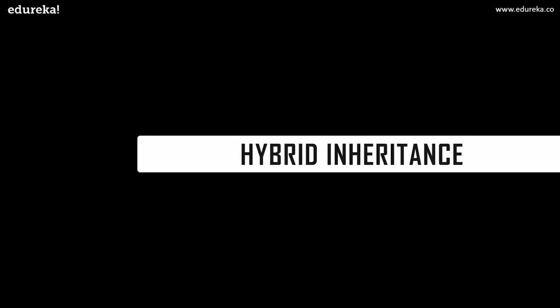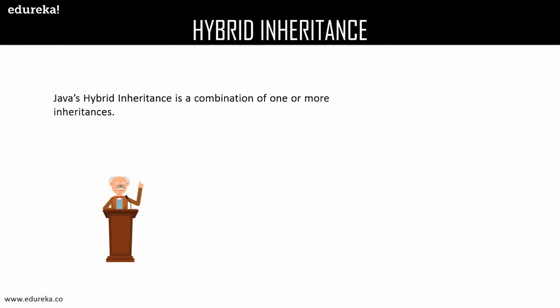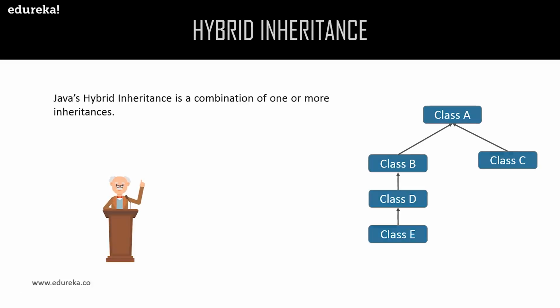Now let us move on to the next one, which happens to be the hybrid inheritance. As simple as the name suggests, hybrid inheritance can be a combination of any other inheritances. As you can see in the picture displayed here, you can see multi-level inheritance and hierarchical inheritance. So these are the two combinations of inheritances possible in Java. The overall inheritance pattern can be called a hybrid inheritance.